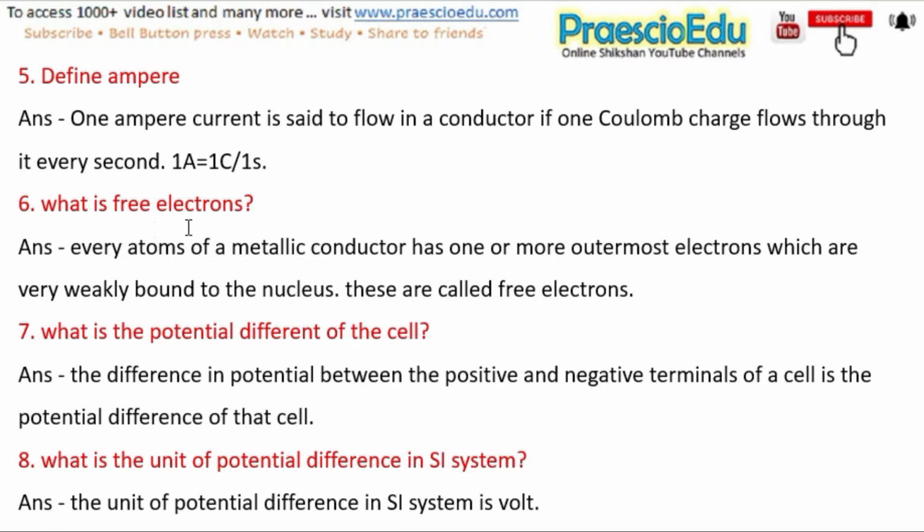Next one is what are free electrons, and the answer is every atom of a metallic conductor has one or more outermost electrons which are very weakly bound to the nucleus. These are called free electrons. Next one is what is the potential difference of the cell, and the answer is the difference in potential between the positive and negative terminals of a cell is the potential difference of that cell. Next one is what is the unit of potential difference in SI system, and the answer is the unit of potential difference in SI system is volt.